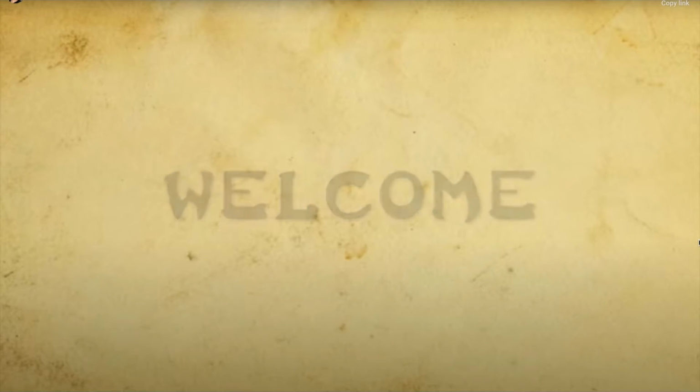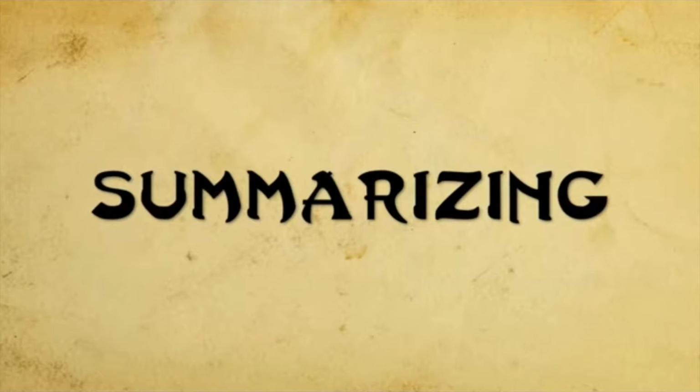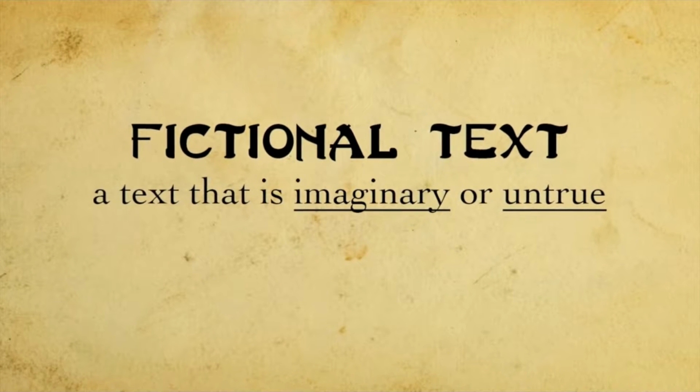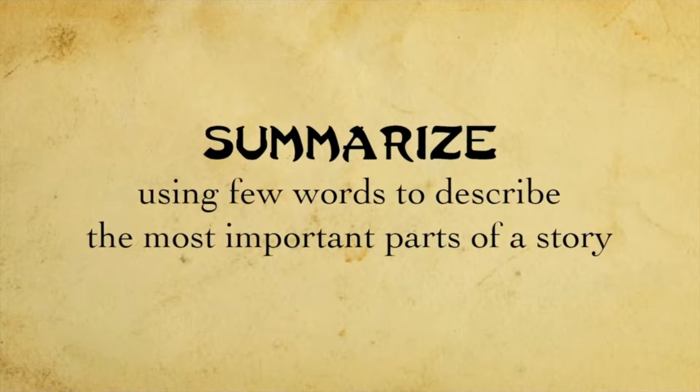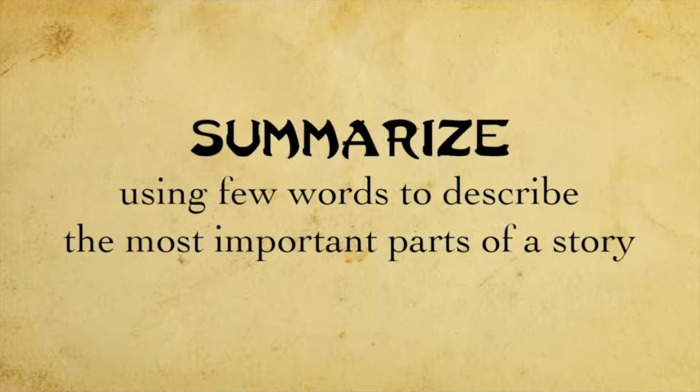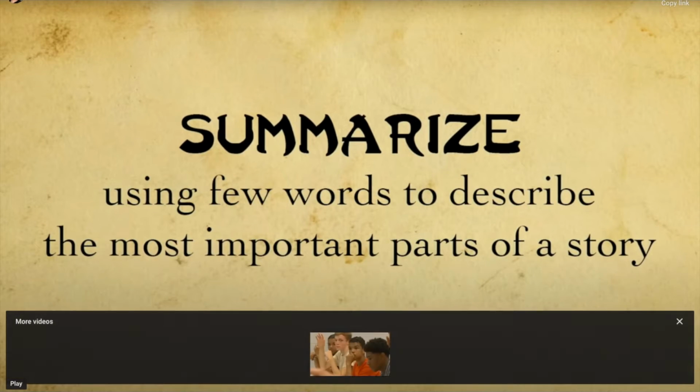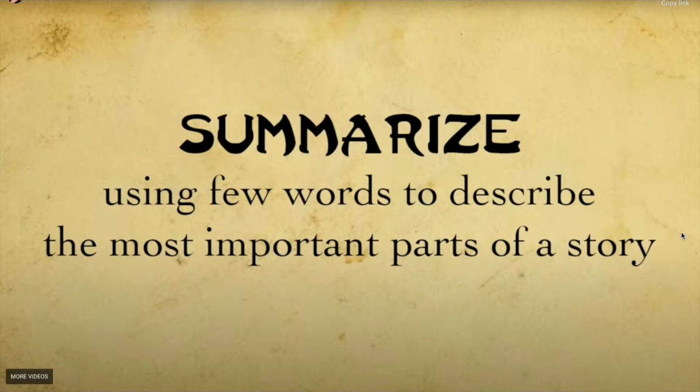Welcome. Today we are going to learn about summarizing. Summarizing is a strategy we can use to better understand a text, specifically fictional text, or a text that is imaginary or untrue. We can define the word summarize as using few words to describe the most important parts of a story. Now, this is important because when you're summarizing a story, you are telling the most important parts of the story. You're not retelling the story word for word all over again. You're picking the most important things and retelling those parts.